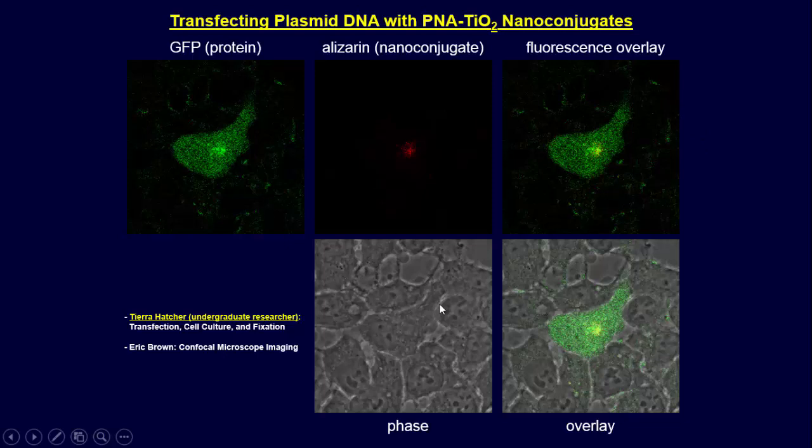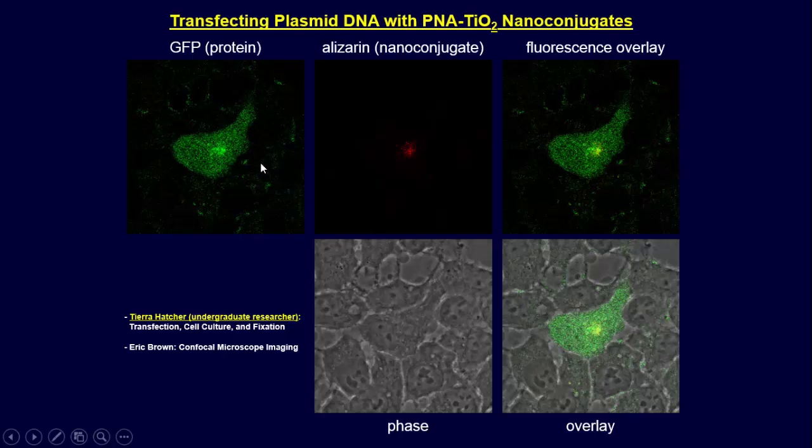So what we saw is, if you focus on the center cell, right, here's the cytoplasmic membrane, here's the nuclear membrane, here's the nucleoli, we see that the center cell is lighting up red, indicating that it received our nanoconjugate. Also, the center cell is lighting up green, showing that it probably received our plasmid, right, because it's producing a green fluorescent protein. That was a very positive sign.